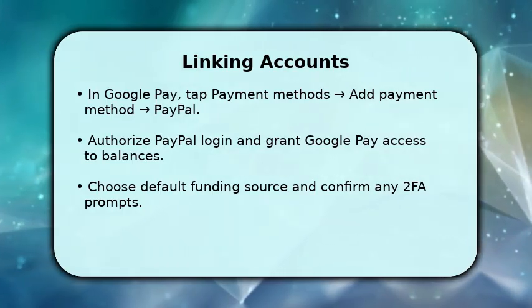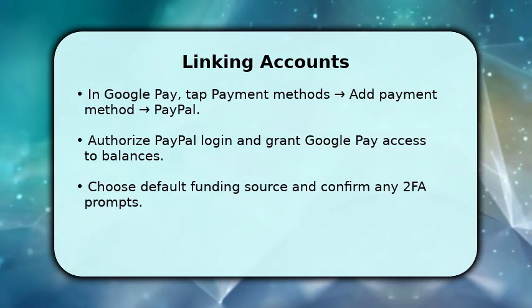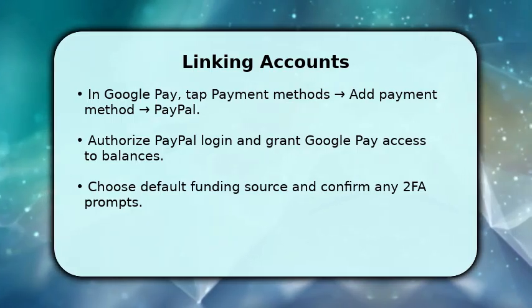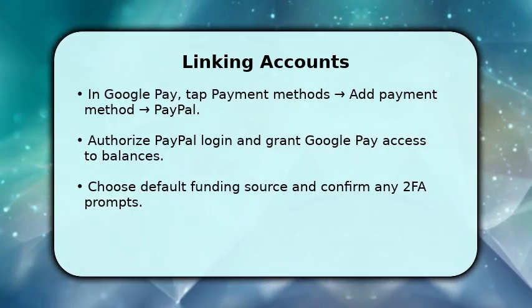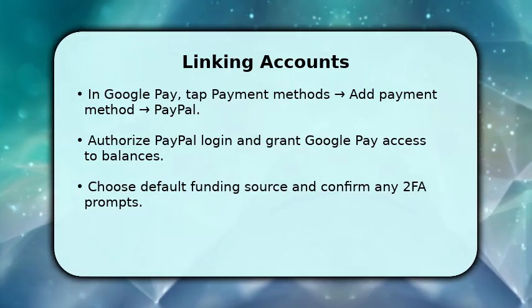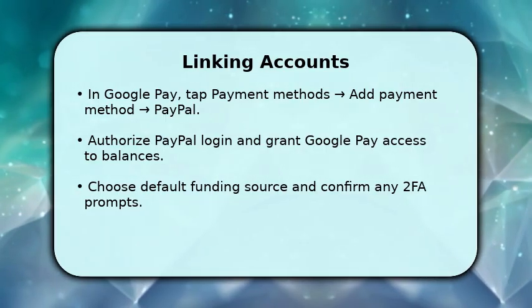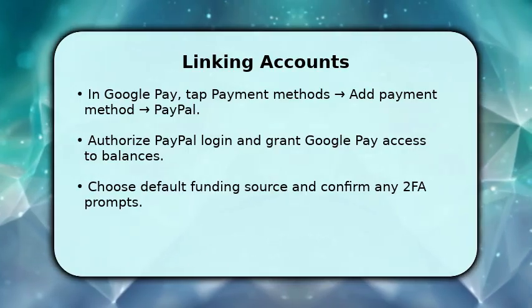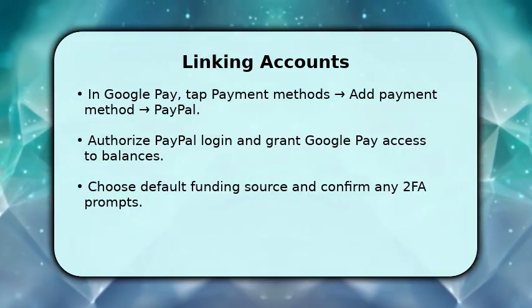After authorizing, pick which PayPal funding source you want as default: bank, card, or PayPal balance, and complete any two-factor authentication. Make sure to allow background refresh so future authorizations are seamless. This reduces friction at checkout.